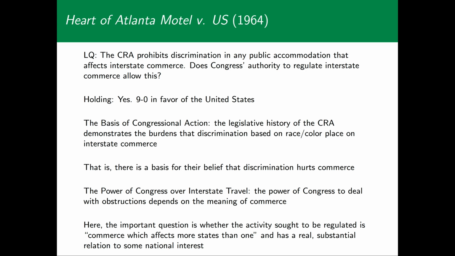Okay. The second portion is the power of Congress over interstate travel. And they say, Congress does have the ability to deal with obstructions on commerce, but that sort of relies on how we mean commerce. And here they say, this is commerce that affects more states than one. So that has a real substantial relation to a national interest. So Congress is allowed to regulate here.